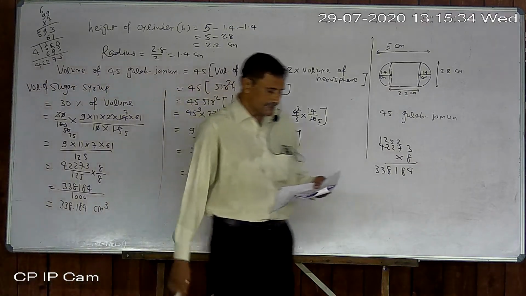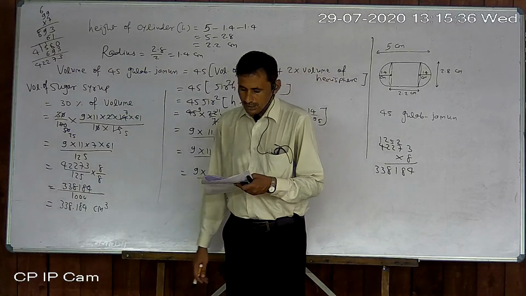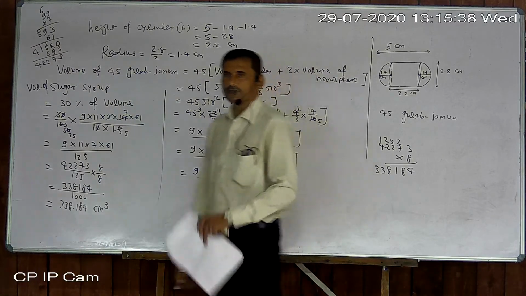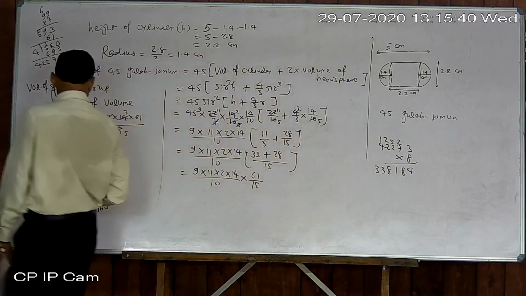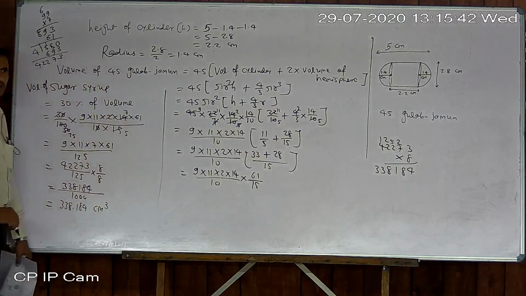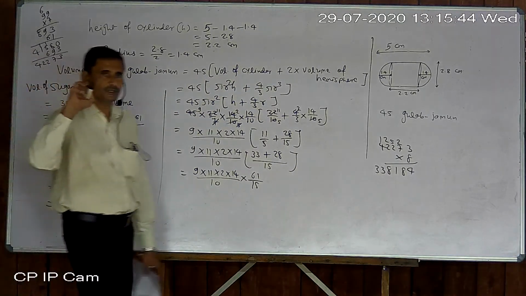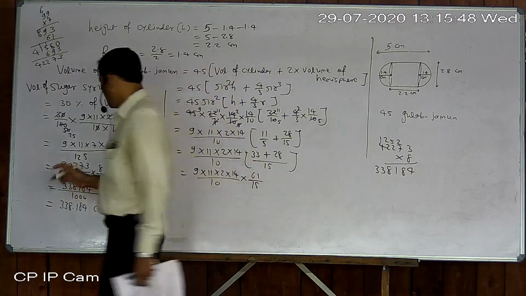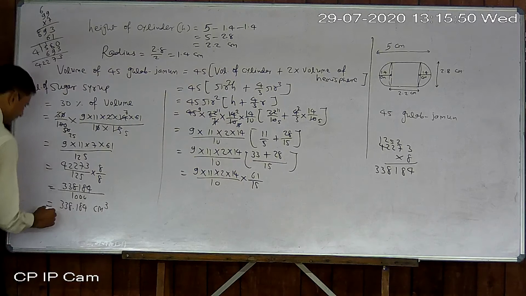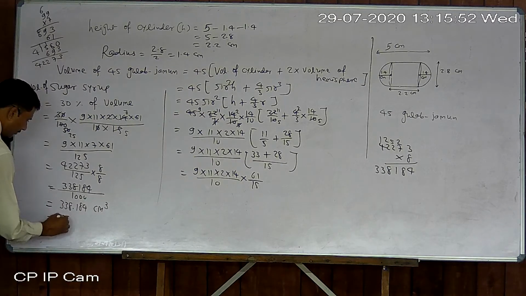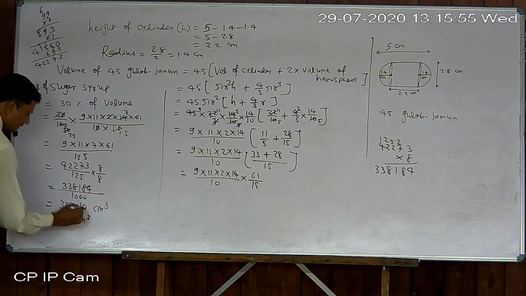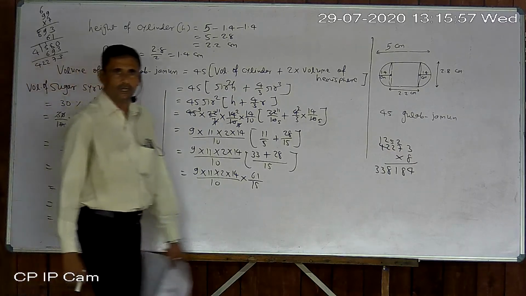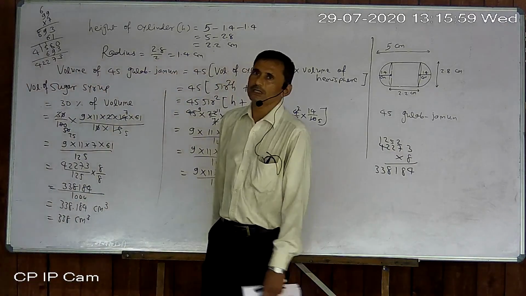Now they are asking us to find approximately. So approximately means you can round it off. In the earlier sum also yesterday we just rounded off to an integer only. So can I write 338 only, centimeter cube? Rounded off or approximate means the answer is expected in integer only.